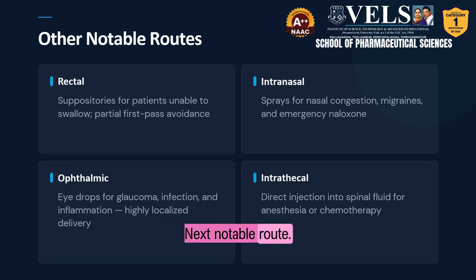The next notable route is the intrathecal route. In this route, the drug is injected directly into the cerebrospinal fluid around the spinal cord, used for spinal anesthesia and certain chemotherapy drugs. This is a specialized route that must be performed by trained healthcare professionals.